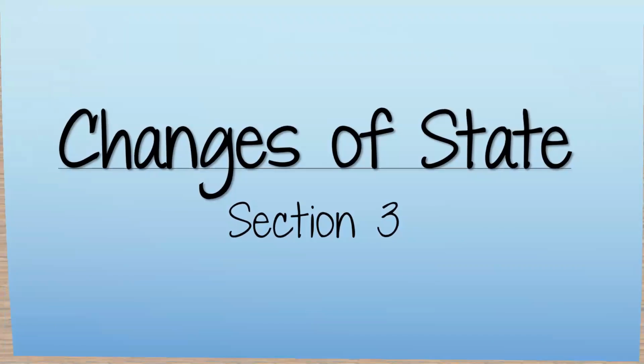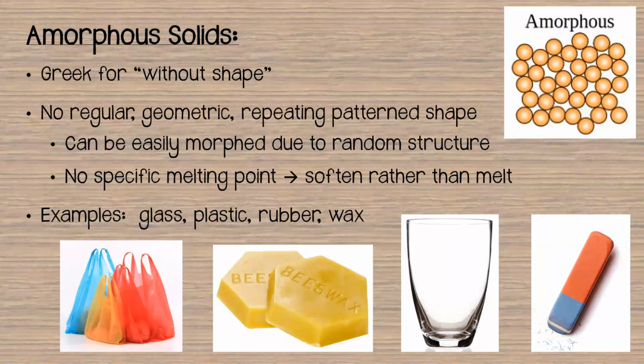And that's it. So section 2 was properties of solids and the two main types, crystalline and amorphous.